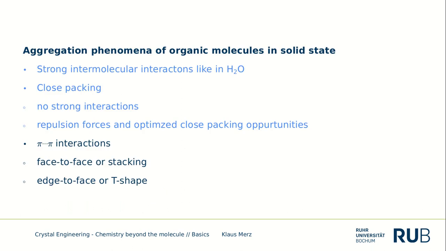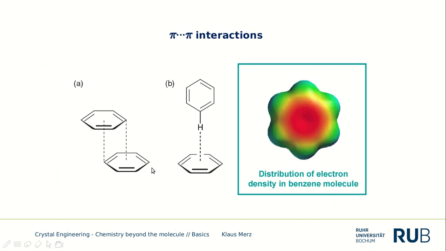And the third group, very interesting, I would say very interesting intermolecular interactions, are π-π interactions. We can distinguish between two different types of π-π intermolecular interaction. One of them is face-to-face and the other is edge-to-face, so T-shape. You see it here, A is face-to-face, and here it's a little bit shifted. It's not exactly stacked.